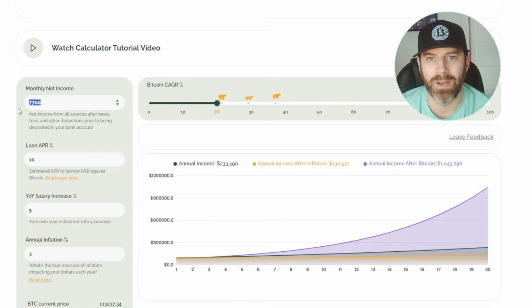This looks at your net monthly income. I've keyed in mine here. Relative borrowing cost to borrow the dollars. How much money you make in salary increases per year, and the annual inflation rate. I've set the compound annual growth rate at 20%.